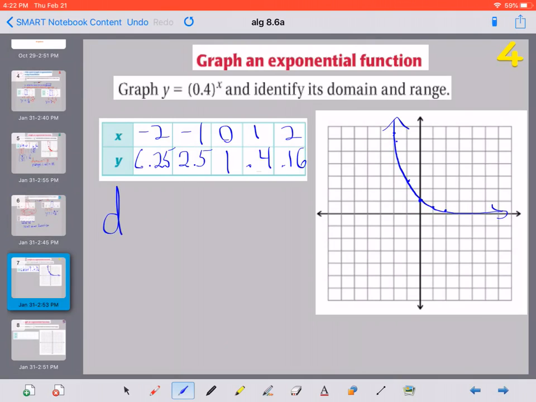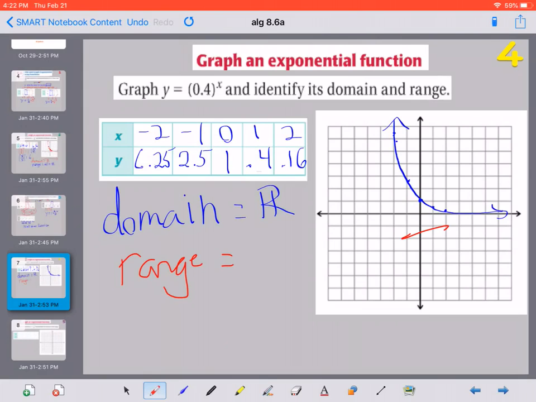The domain is our x values. We could have written anything for our x values, so it's all real numbers. The range, then, well, it looks to me like it does not go down here, so we know we have all positive real numbers.